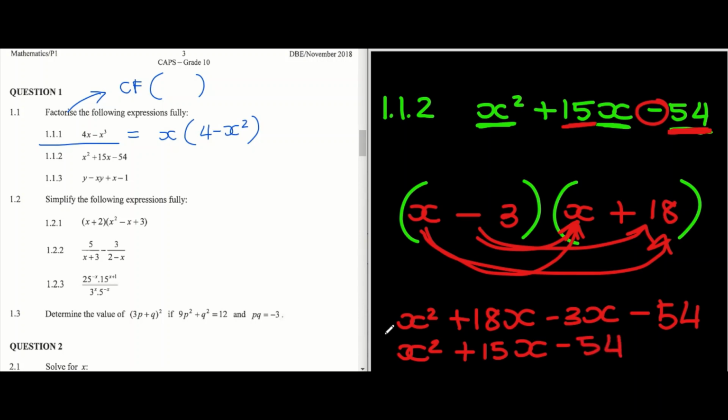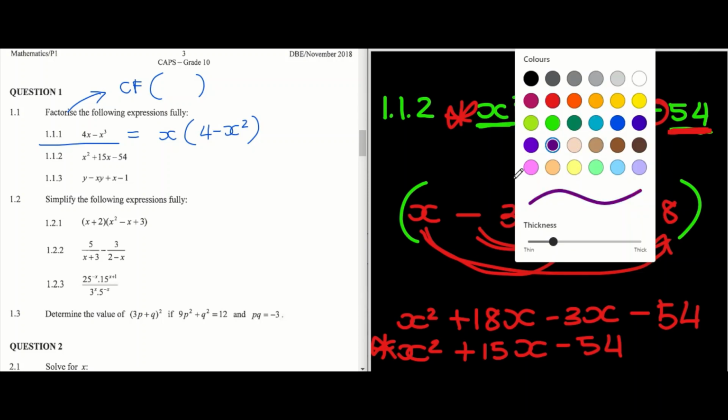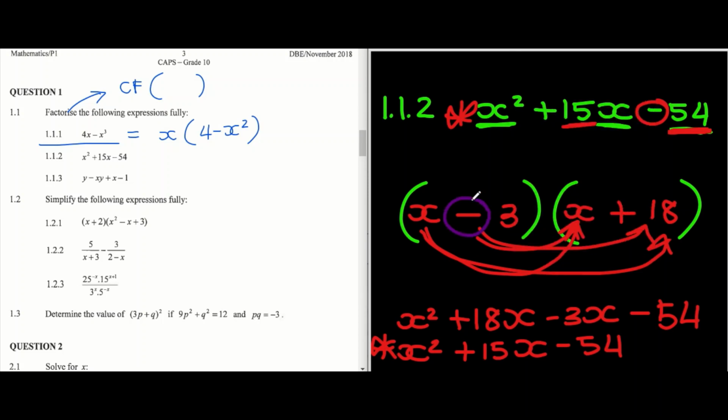So we can see we get to the same answer that we started with, so we know our signs are in the right place. If you got to a different answer, it probably just means that you need to switch these signs around in here. So you would say this one would be plus, this one would be minus. That's all it means.